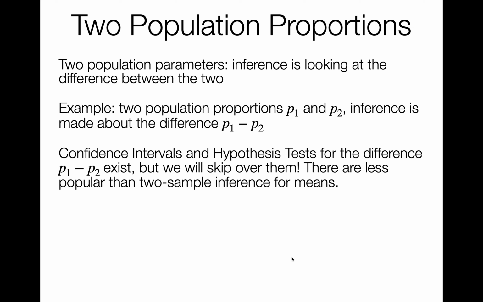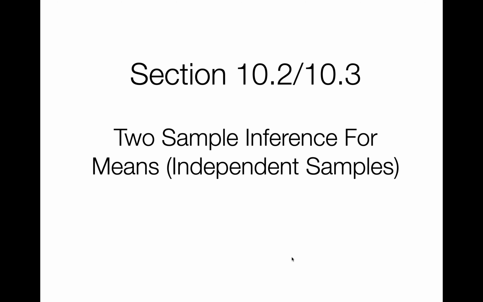Anyway, so that's two-sample proportions. So we're done with that. Let's move on to what we'll spend most of our time on, which is two-sample inference for means. And we're going to start off when our two samples, and hence two populations, are independent of one another. Meaning one sample or one population does not affect the other population. That's not going to be true the entire time, but for the cases that we're looking at right away, it is.